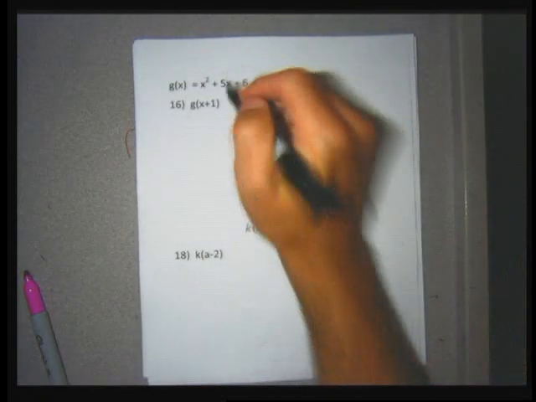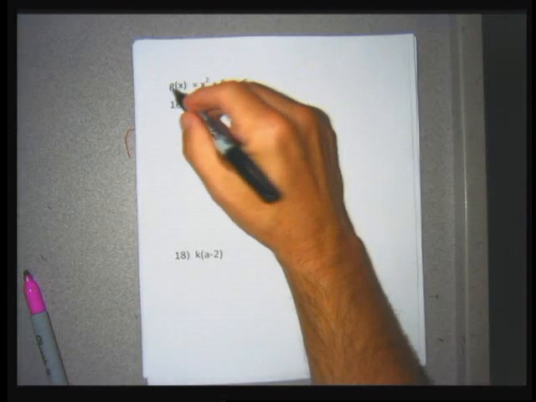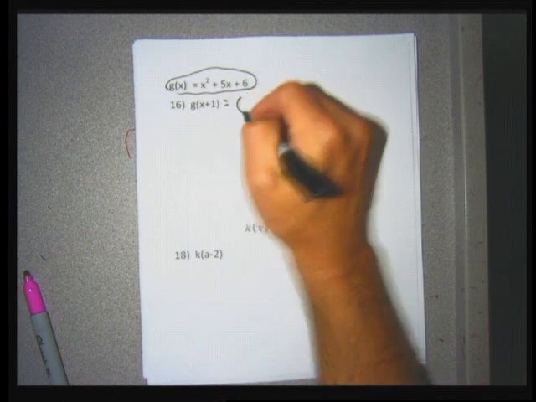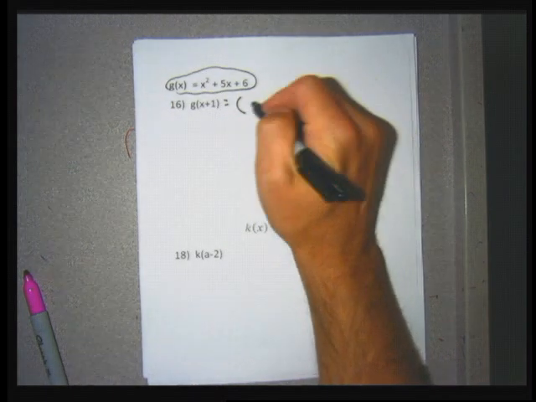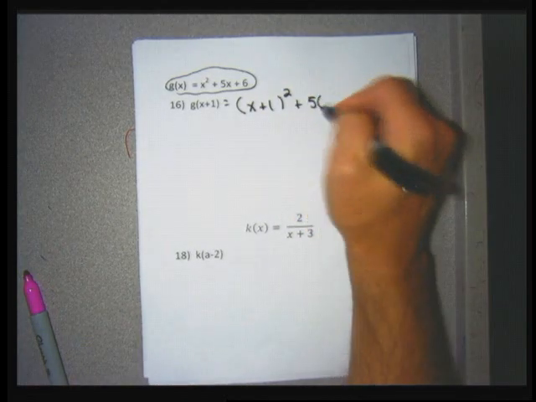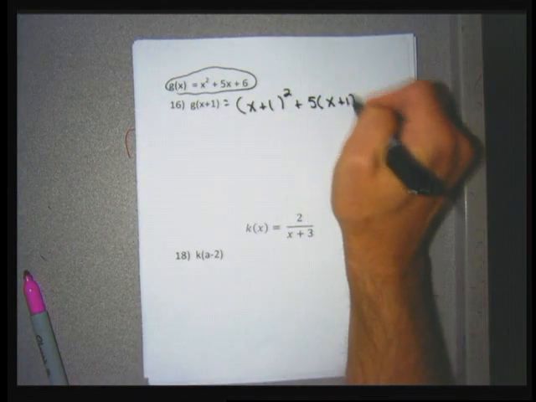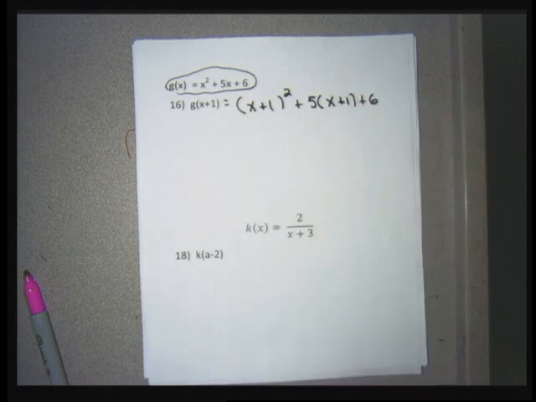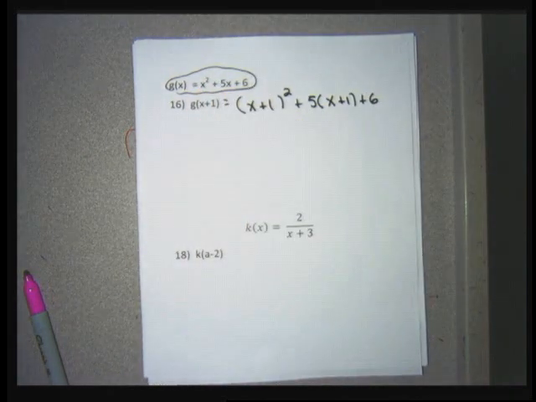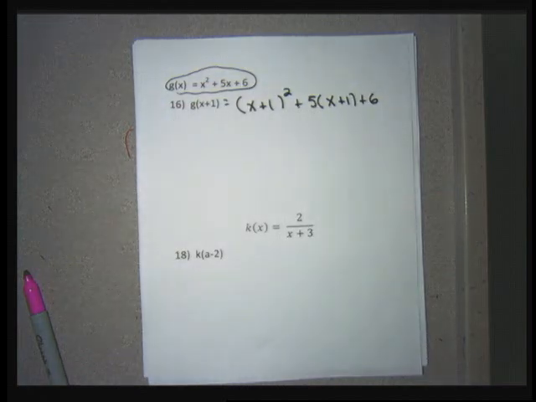In 16, I'm going to go to the g function, which I wrote up again because I knew I was going to need it and I didn't want to have to flip back pages. I'm going to change each of the x's to an x plus 1. I'm going to put that x plus 1 in a parentheses. So g of x plus 1 I get by taking those two x's in the g function and replacing them with an x plus 1.